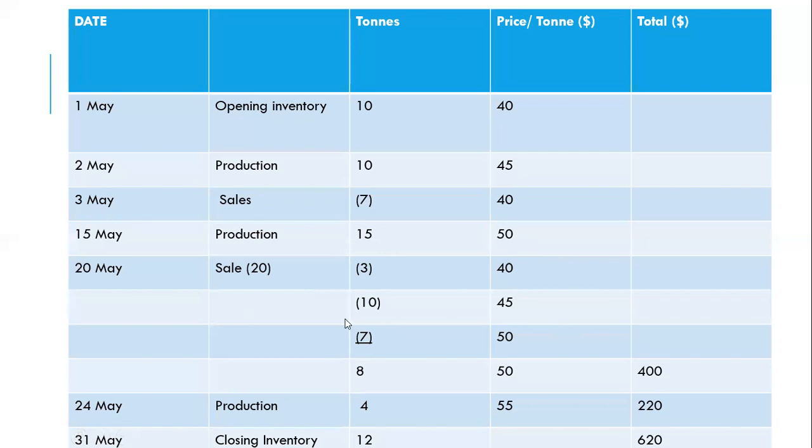Okay, so that is the batch that is left for us. These 8 tons now are valued at $50 per ton, so the total valuation is 50 times 8, which gives us $400. But remember, we produced again on 24th May, 4 tons at 55, and that would be 220. So we didn't have any sale again.